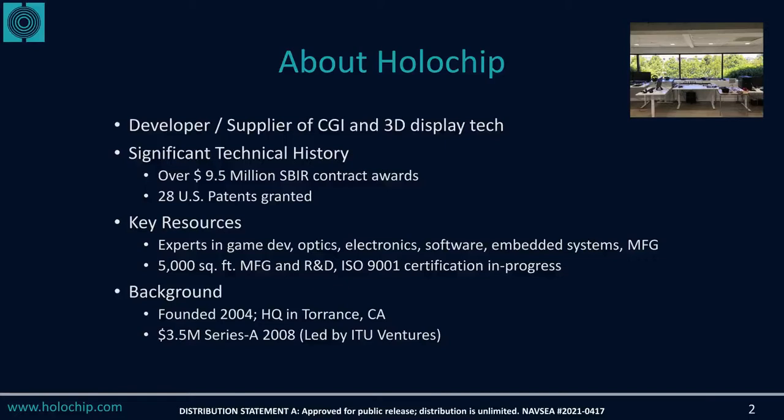Founded in 2004, we primarily develop 3D rendering and display technologies for the U.S. Navy and have a long history with the SBIR program, with nearly $10 million in SBIR contracts awarded and numerous patents. Our team has expertise in game development, optics, electronics, software development, embedded systems development, and manufacturing. And our engineering and manufacturing facility is located in Torrance, California.